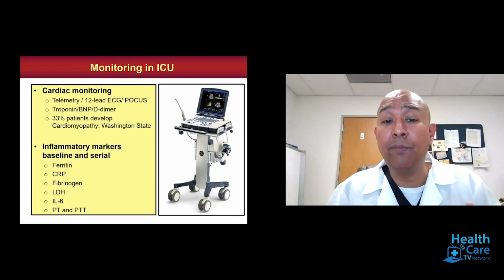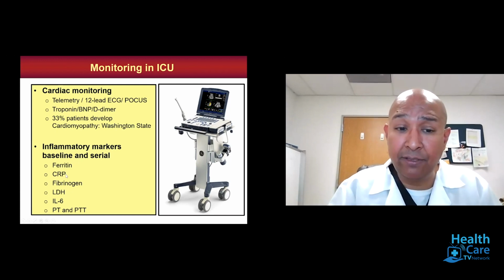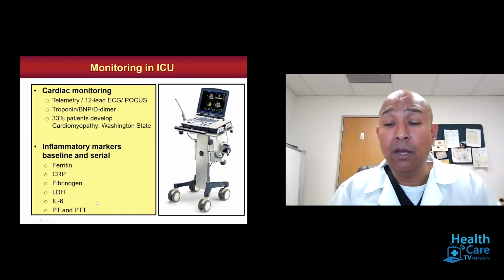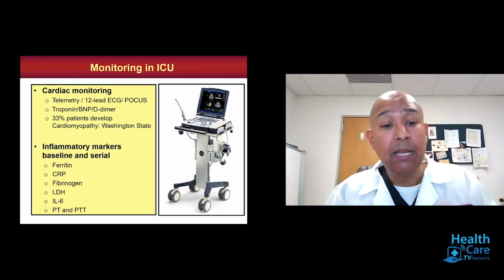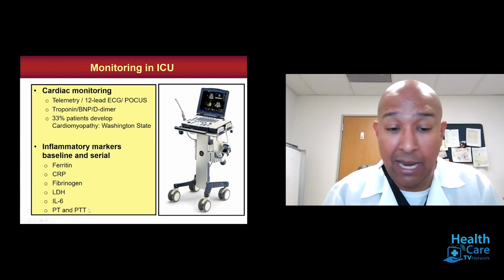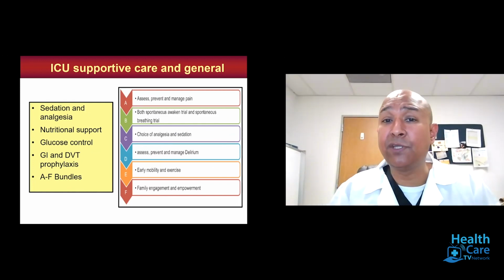Things that we will look at from an inflammatory marker sense that we check serially are things like ferritin, CRP, fibrinogen, lactate dehydrogenase. And of course, if you have COVID-19, IL-6. This one is going to be the reason why we start medications like tocilizumab, which will inhibit IL-6. And of course, coagulation labs such as PT and PTT. So ICU definitely needs some supportive care.